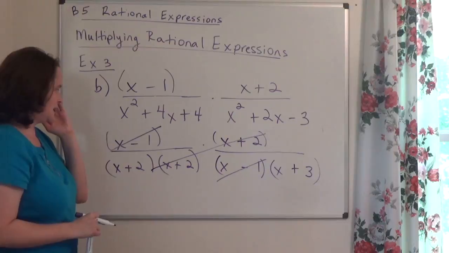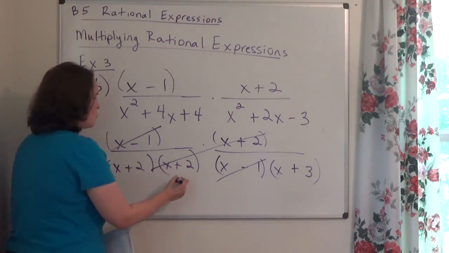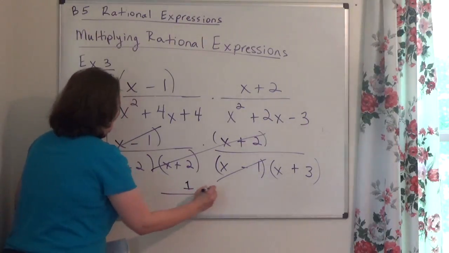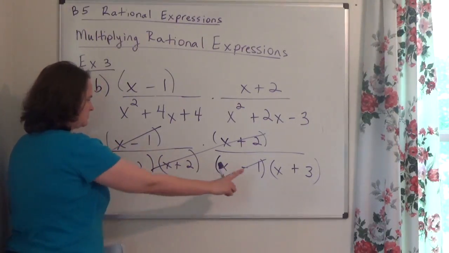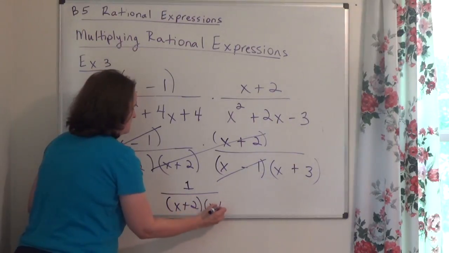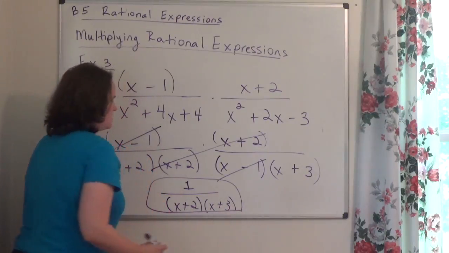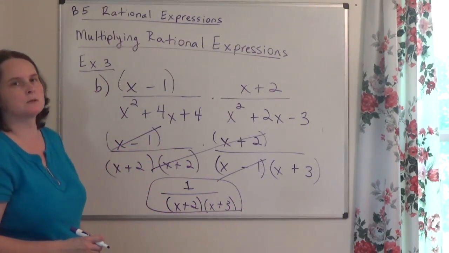Alright, I don't see anything else that can be reduced. My numerator is left with just a 1. And my denominator has x plus 2 times x plus 3 left. Okay, so 1 over x plus 2 times x plus 3 is my answer.